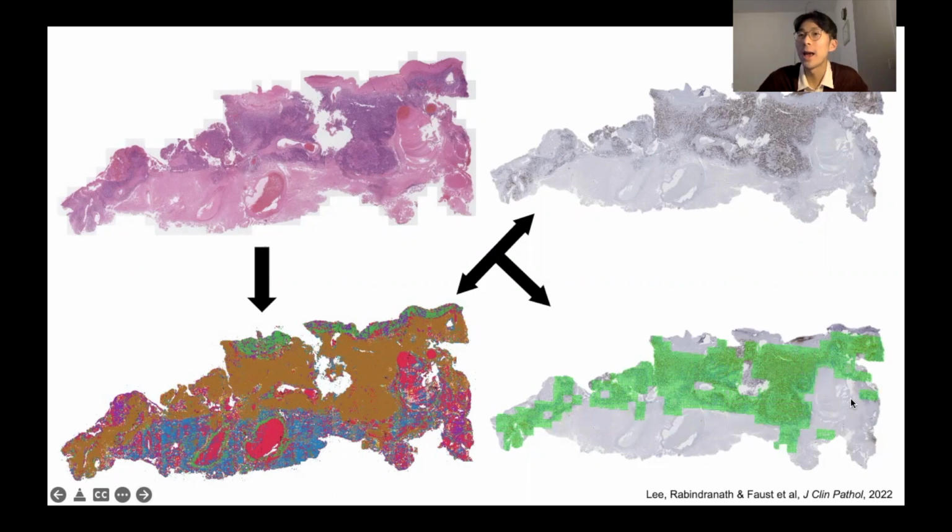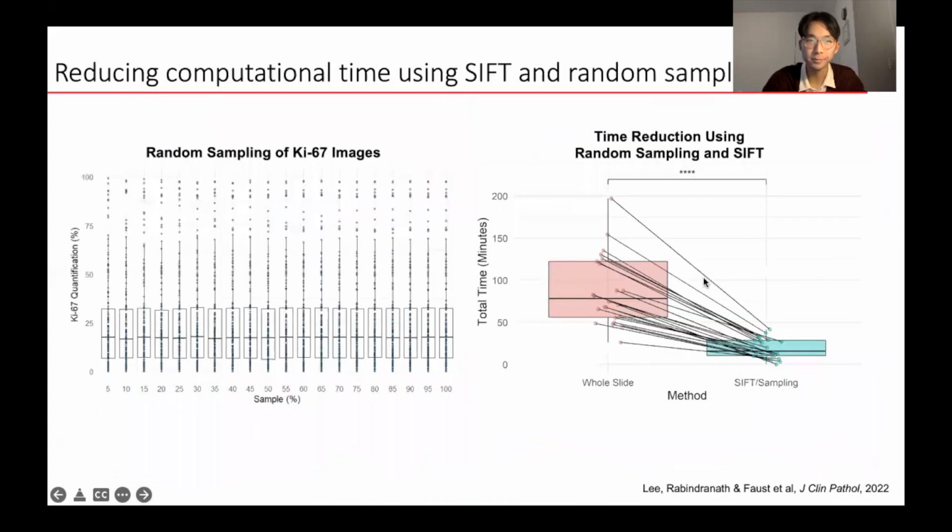This is important to get results that are as highly accurate as possible when it comes to quantifying these images. So we've essentially unified H&E and IHC images together through SIFT, through our alignment tool.